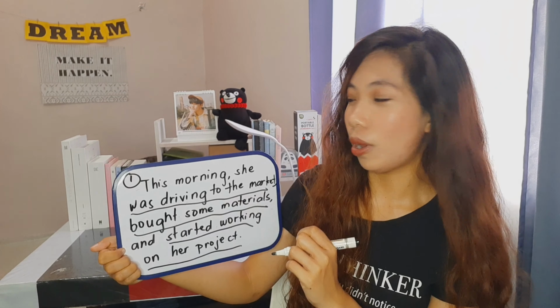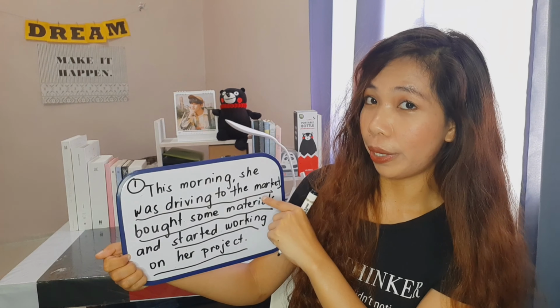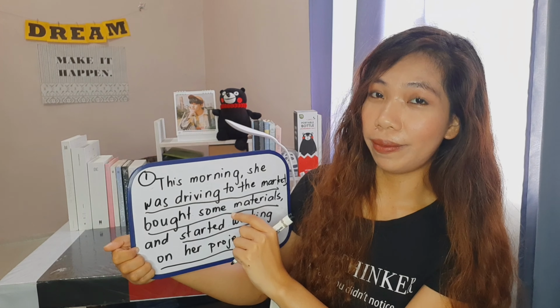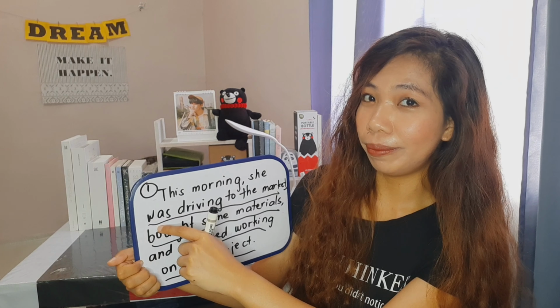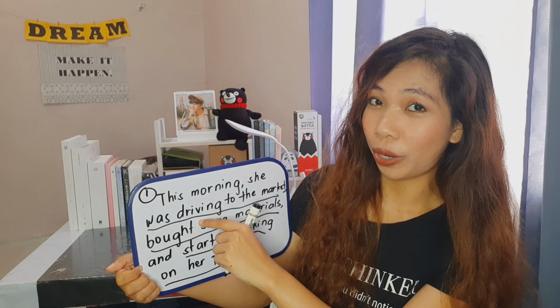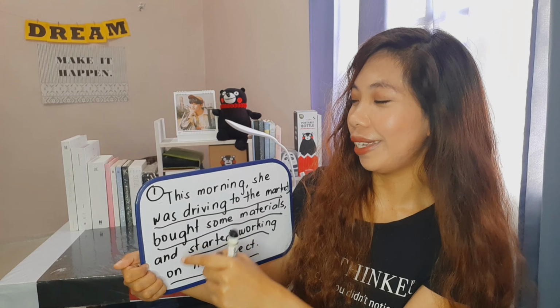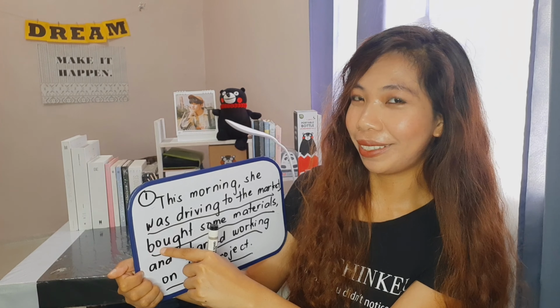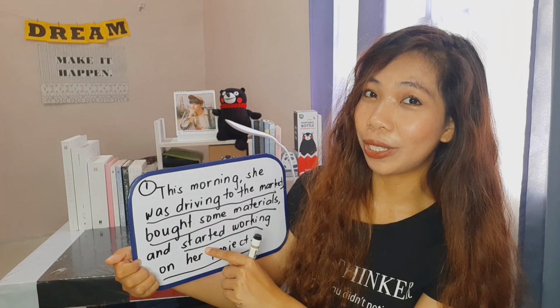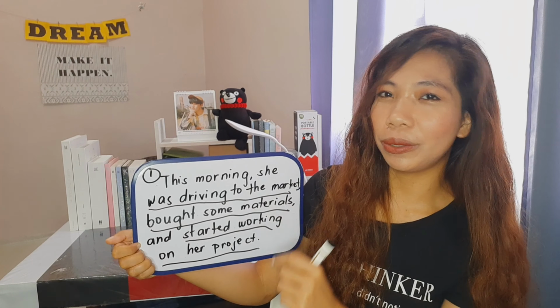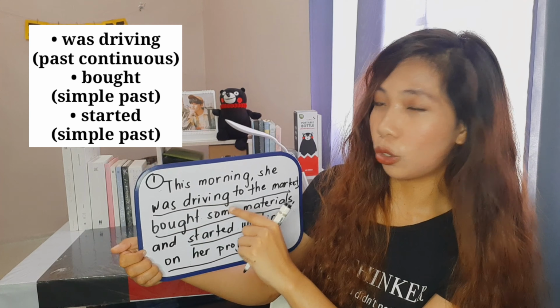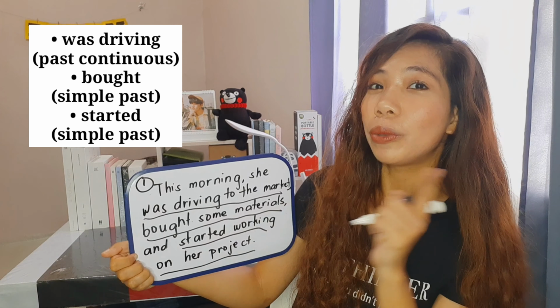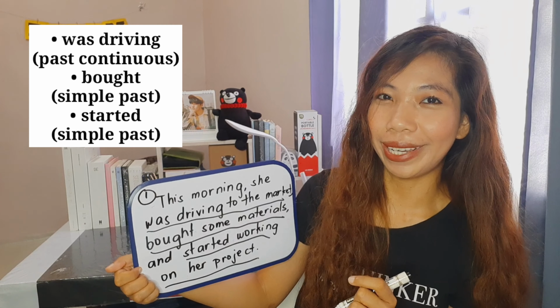Let's take a look at this one. Was driving to the market. Let's focus on the verb was driving. We have there be verb in past tense, driving, the action verb with ing. Now this one is in past continuous tense, right? Now we have here the verb bought, which is in past simple. Started, which is also in past simple. If we're going to take a look at them, we have was driving, bought, started. We only have one verb which is different, right?